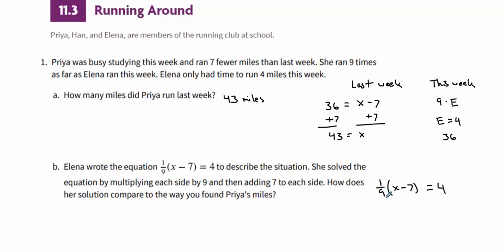So to solve this, we're going to divide each side by 1/9, or instead of dividing by 1/9, that really means to multiply by the reciprocal, right? 9 over 1. So we're going to multiply 4 times 9. And we can see that's what we did here, right? 9 times Elena. Elena was 4. So 9 times 4 was 36. So that's how we get that part. And then she added 7 to each side, which is what we did here, right? We added 7 to each side also.